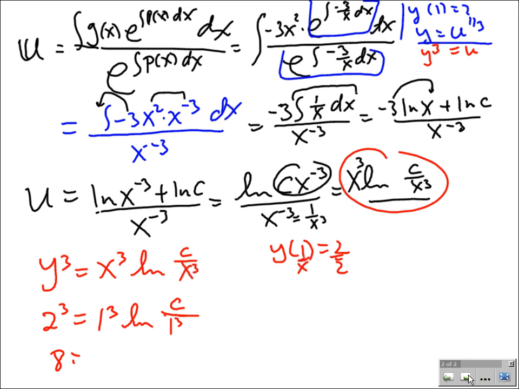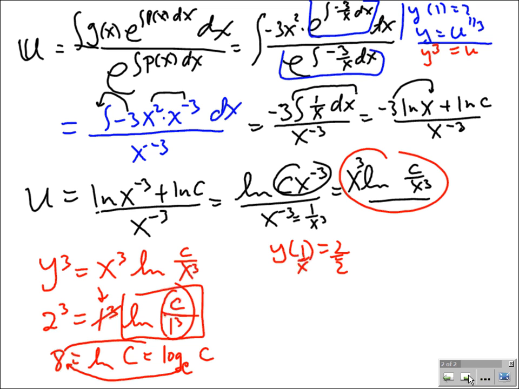Now 2 cubed is 8. 1 cubed is 1, times what's in the box. And what's in the box is ln of c over 1. 1 cubed is 1 and c over 1 is c. Okay. Now remember, ln is shorthand for log base e. So e to the 8 is equal to c.